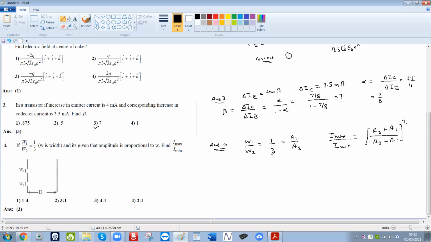Now if I take A1 as x units, A2 becomes 3x. So we get four is the answer. Hence, third option is correct.